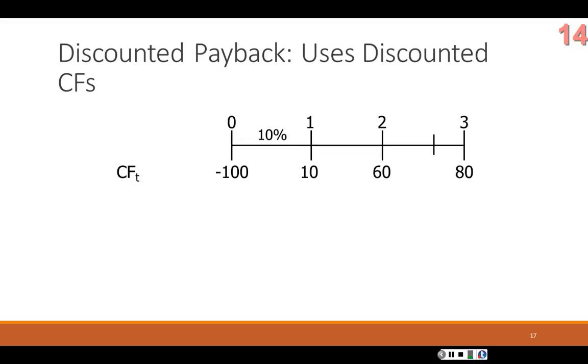So here we have a project. It costs $100, returns $10 in year 1, $60 in year 2, and $80 in year 3. We can calculate the present value of these cash flows and then use them in the payback period analysis. So the present value of $10, so $10 divided by 1.1 is 9.09.